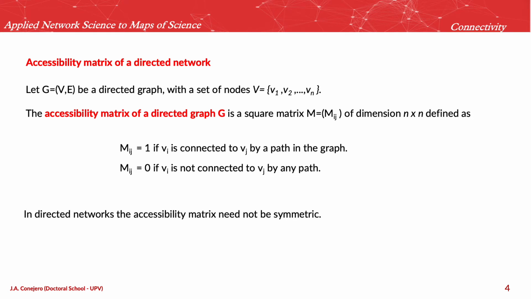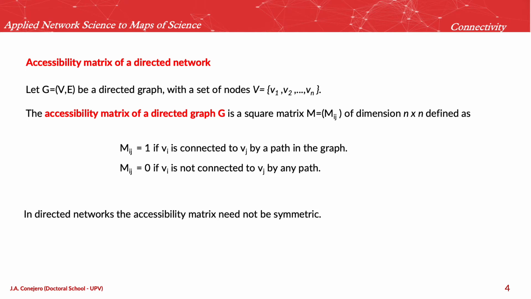There is a generalization of the notion of adjacency matrix, which is the accessibility matrix. The difference is that instead of connecting two nodes by just an edge or an arc, we are looking to connect two nodes by a path in the graph. So the accessibility matrix of a directed graph is a square matrix as before, n times n, with n the number of nodes in the graph, and we will have 1 if bi is connected to bj by a path in the graph, and 0 if they are not connected by any path.